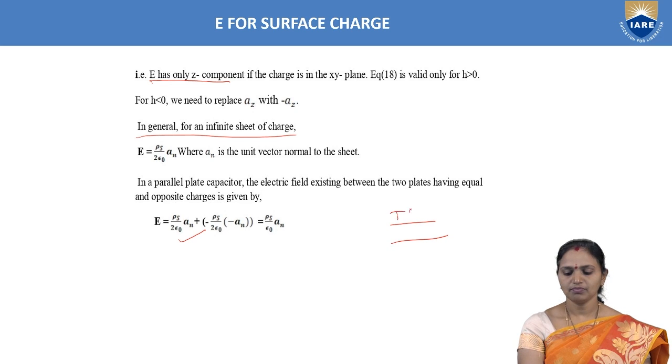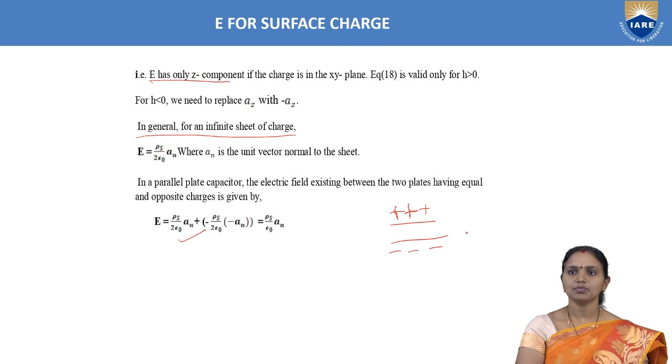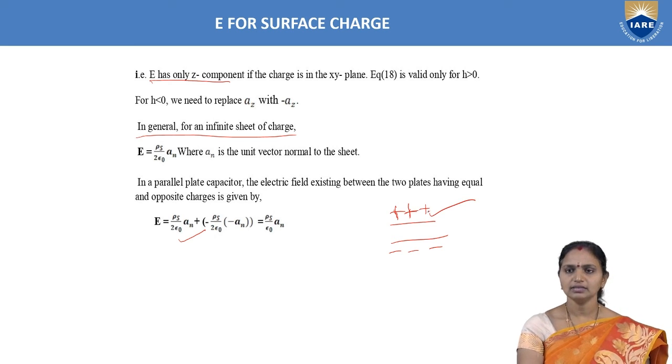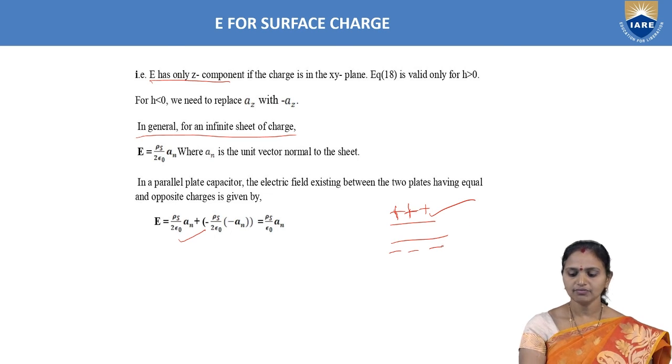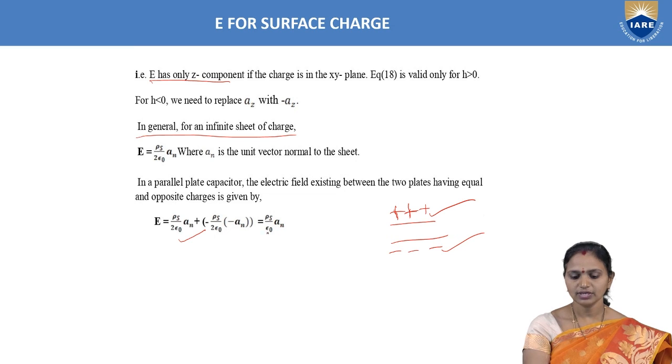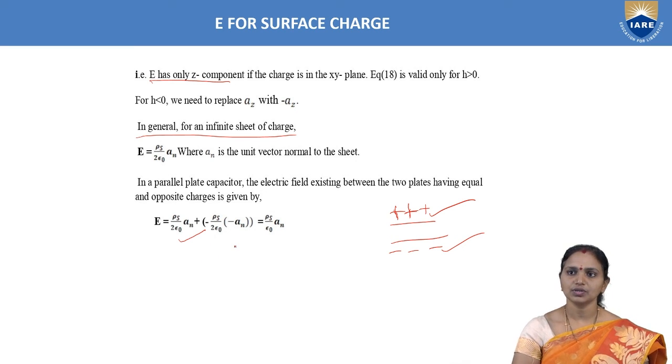If we take parallel plates like this, one plate is carrying positive charge and one plate is carrying negative charge. Then the field due to one side is rho s by 2 epsilon naught into a_n, and the other plate is carrying negative charge, so rho s must be replaced with minus rho s by 2 epsilon naught, and the unit vector is also in the opposite direction, minus a_n. So finally the resultant field value E equal to rho s by epsilon naught into a_n.